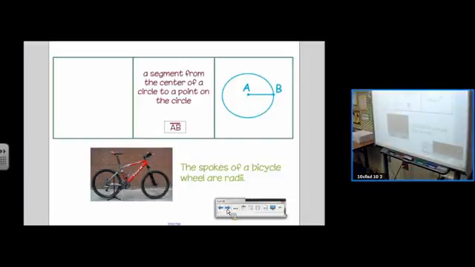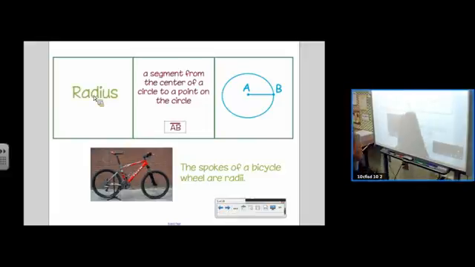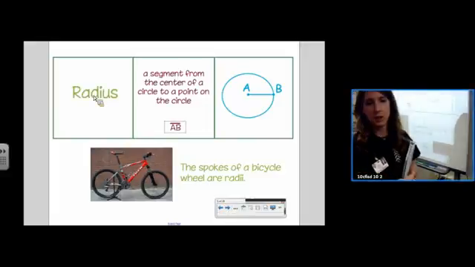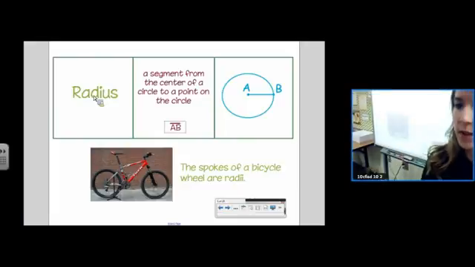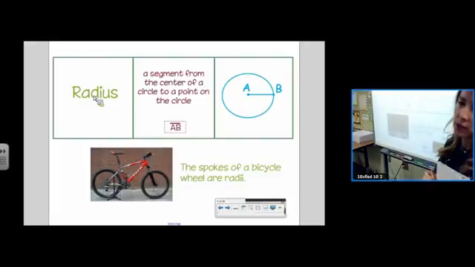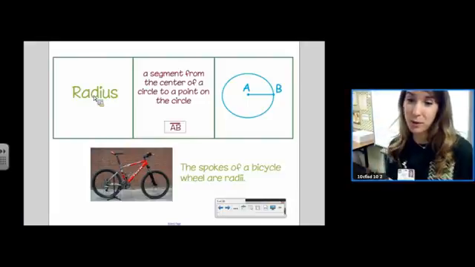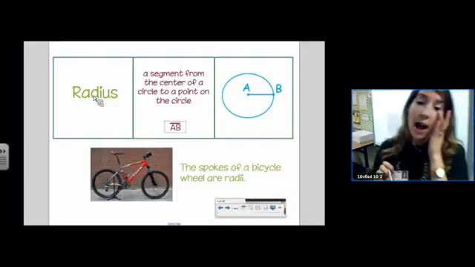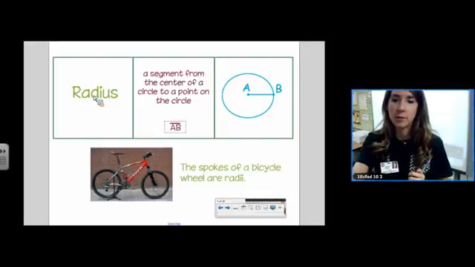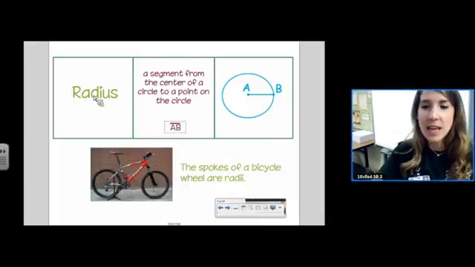Old news, old news. Radius, of course. The radius is a segment from the center of a circle to the point on a circle. So go ahead and write the word radius and then add radius AB to your picture. How many radii, radii by the way is plural for radius, you put two I's on it. How many radii does a circle have? Of course, infinite.